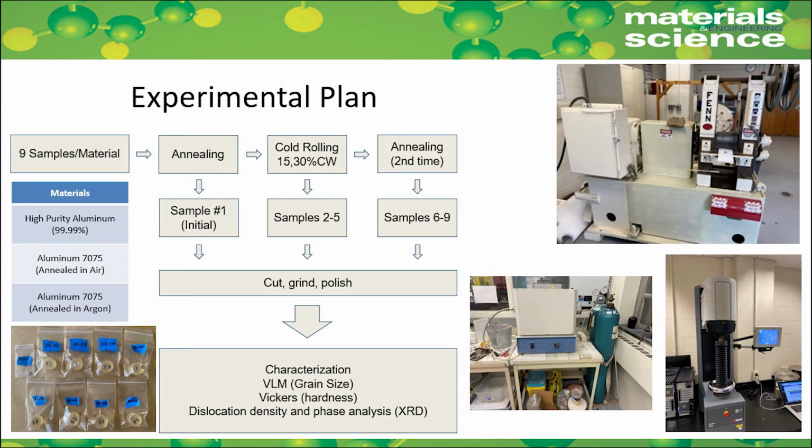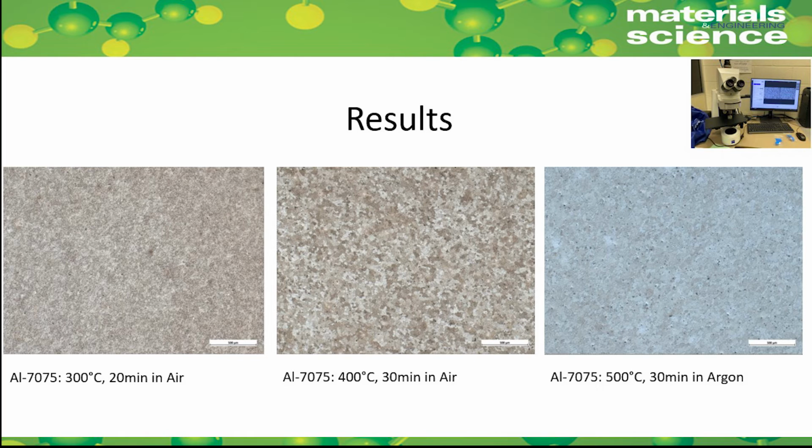Next, they will undergo prep, cutting, grinding, and polishing in order to go into the characterization phase, which will consist of visual light microscopy to determine initial grain size, Vickers hardness tests, and lastly, X-ray diffraction to determine dislocation density and analyze the phases. This slide shows the microstructure of aluminum 7075 samples under different conditions.